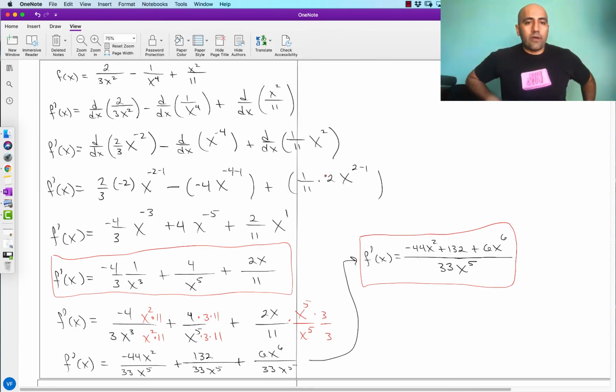And there we go. Okay, so the point is that if we have a complicated or a long function that's divided up, broken up by addition and subtraction signs, we can just find the derivative of each one separately, find those answers, and then add them or subtract them to get to our final answer. Once we do that, then it's just a matter of algebra to figure out how to simplify it and reduce it down to the form that is needed to submit your work.